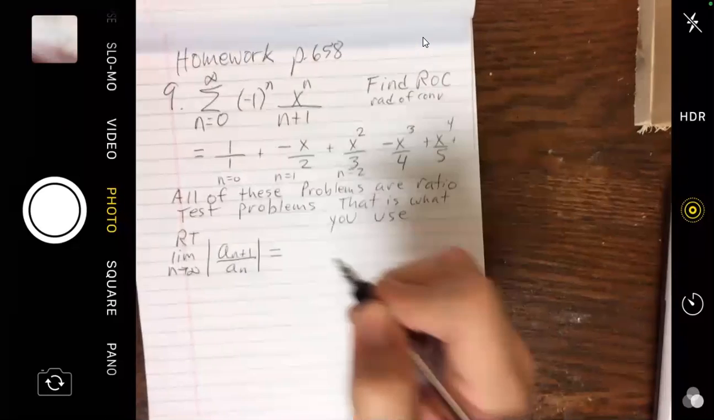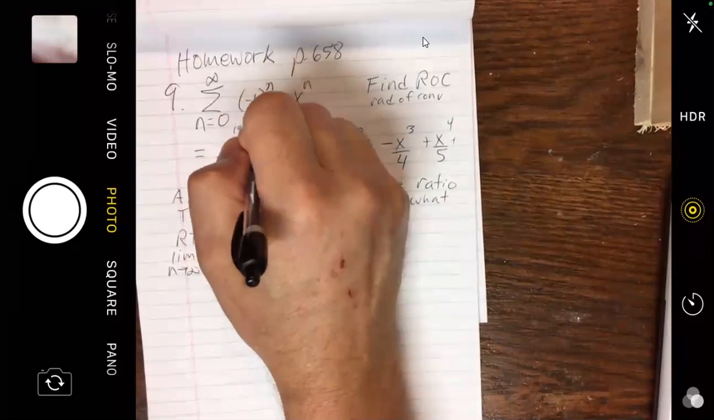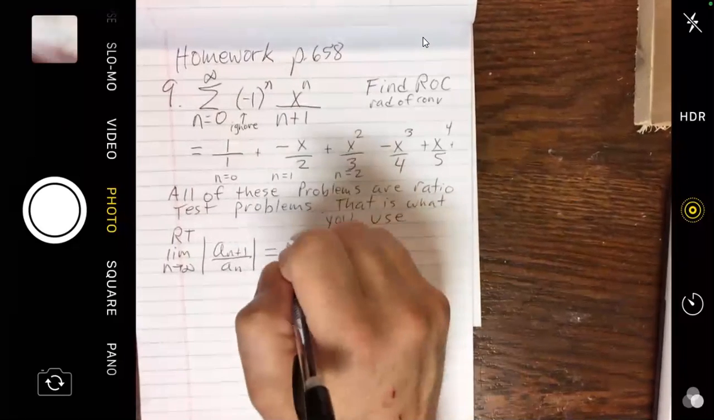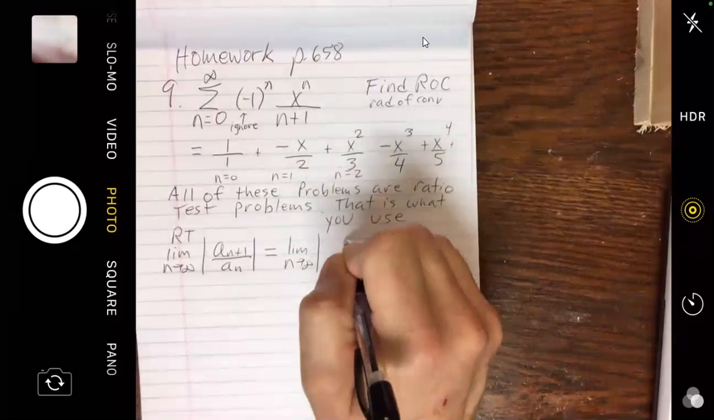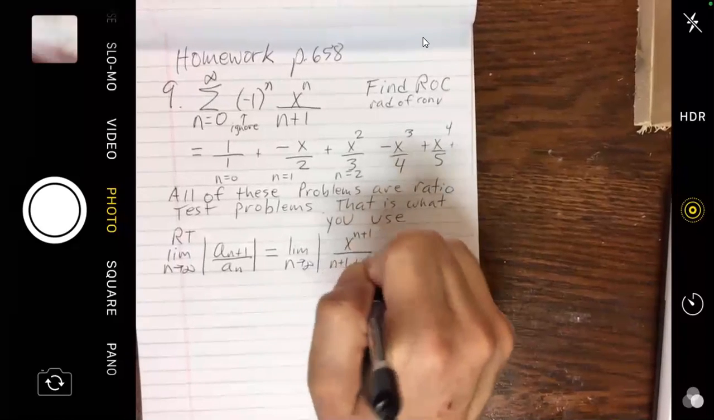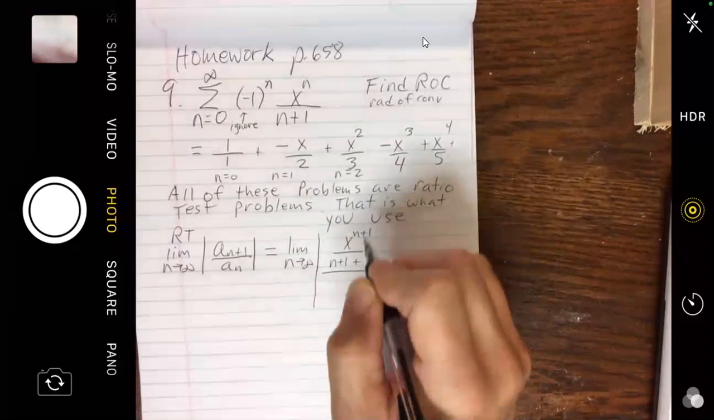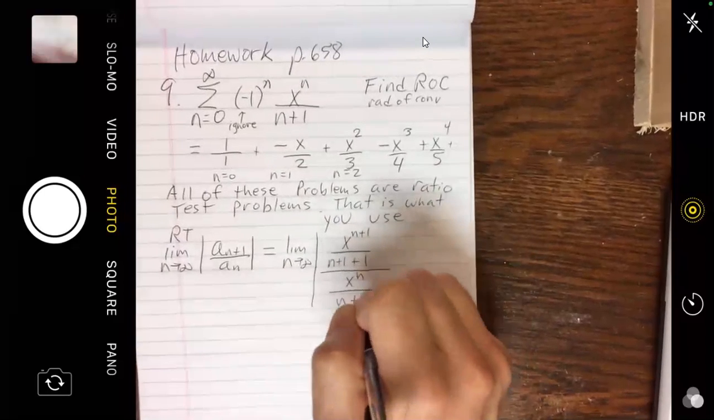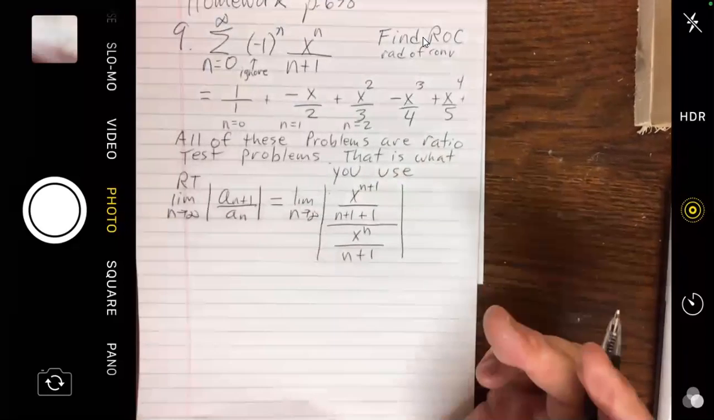I'll speed this up. And by the way, you ignore the negative 1 to the n. It's not part of the term, it's just sign switching. Your a sub n plus 1, so you've got a limit as n goes to infinity. You've got x to the n plus 1 over n plus 1 plus 1. I'll write it all out. Divided by your nth term, x to the n over n plus 1. Are we losing anybody?